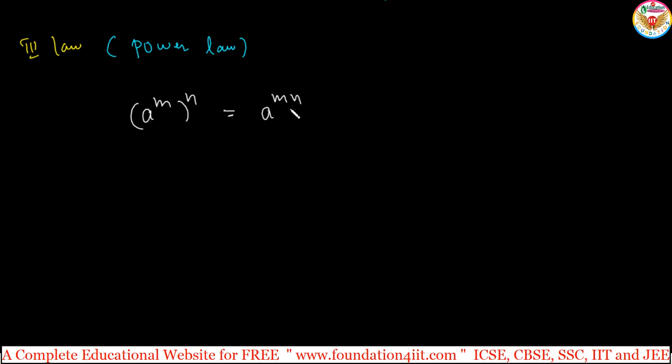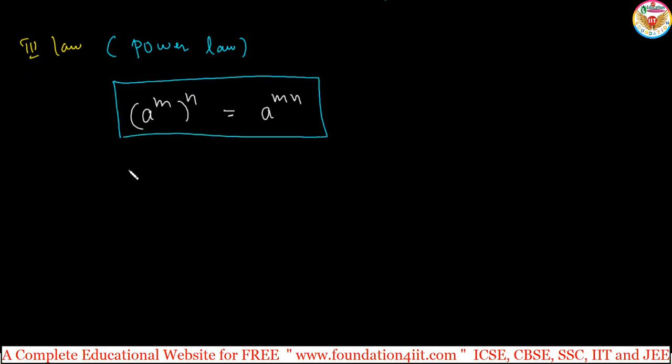And next we have third one. Third law in this is a power law. First one is the product, next is quotient, this is the power. So in this a to the power m again whole to the power n, you can write a to the power m into n. When the number in the index form is raised to another index, then the base is raised to the product of these two indices. These two indices you have to multiply. Okay, this we can use as the power law.